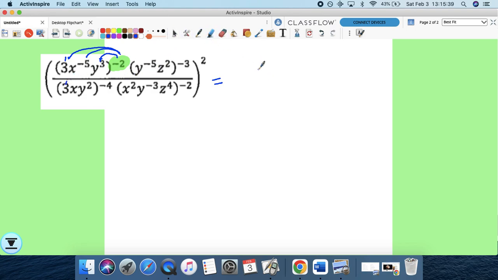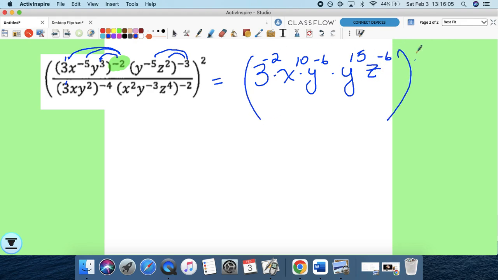So we actually get 3 to the negative 2nd power, x, and I'll put that in, 3 to the negative 2nd power, x to the 10th power, y to the negative 6. Second one here is going to be, again, not that 2, this negative 3. These two, we're going to get y to the positive 15 and z, I'll put a z, to the negative 6. Parentheses, parentheses, and that 2 is still outside.